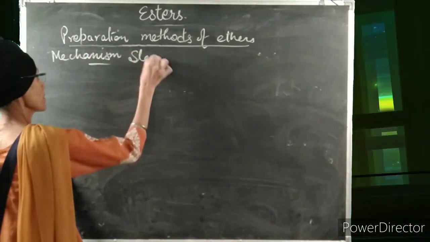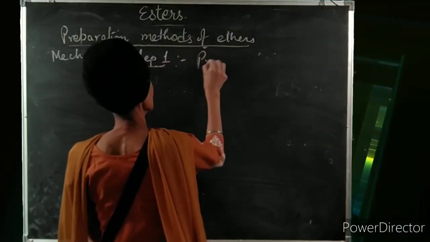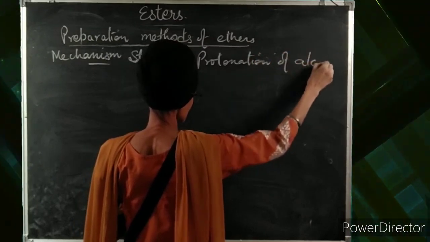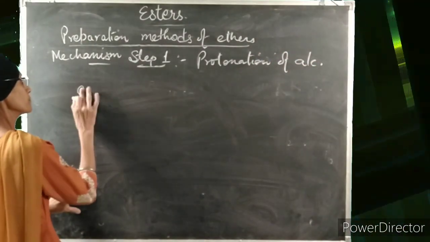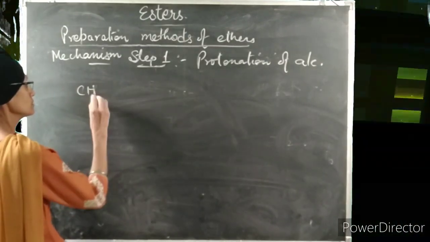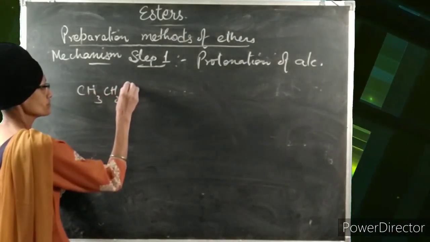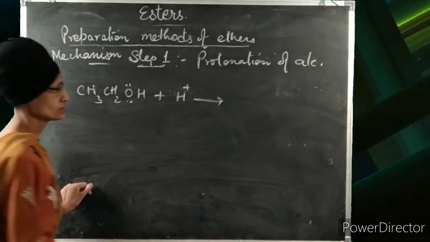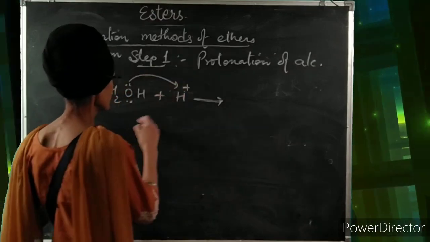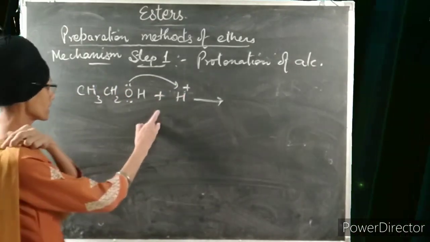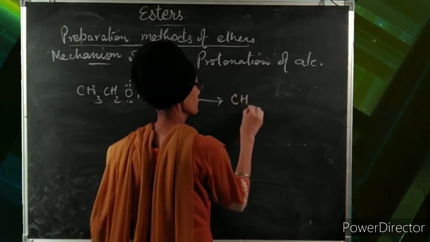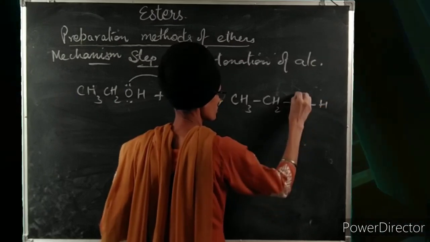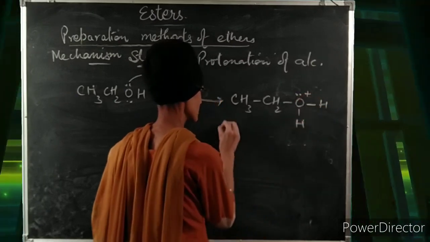Step 1 is protonation of alcohol. As you know, this reaction is taking place in acidic medium. Alcohol will gain a proton and get protonated. Attack of the lone pair of oxygen on the hydrogen ion, the proton from the medium, gives this protonated alcohol, where oxygen is having only one lone pair and positive charge.